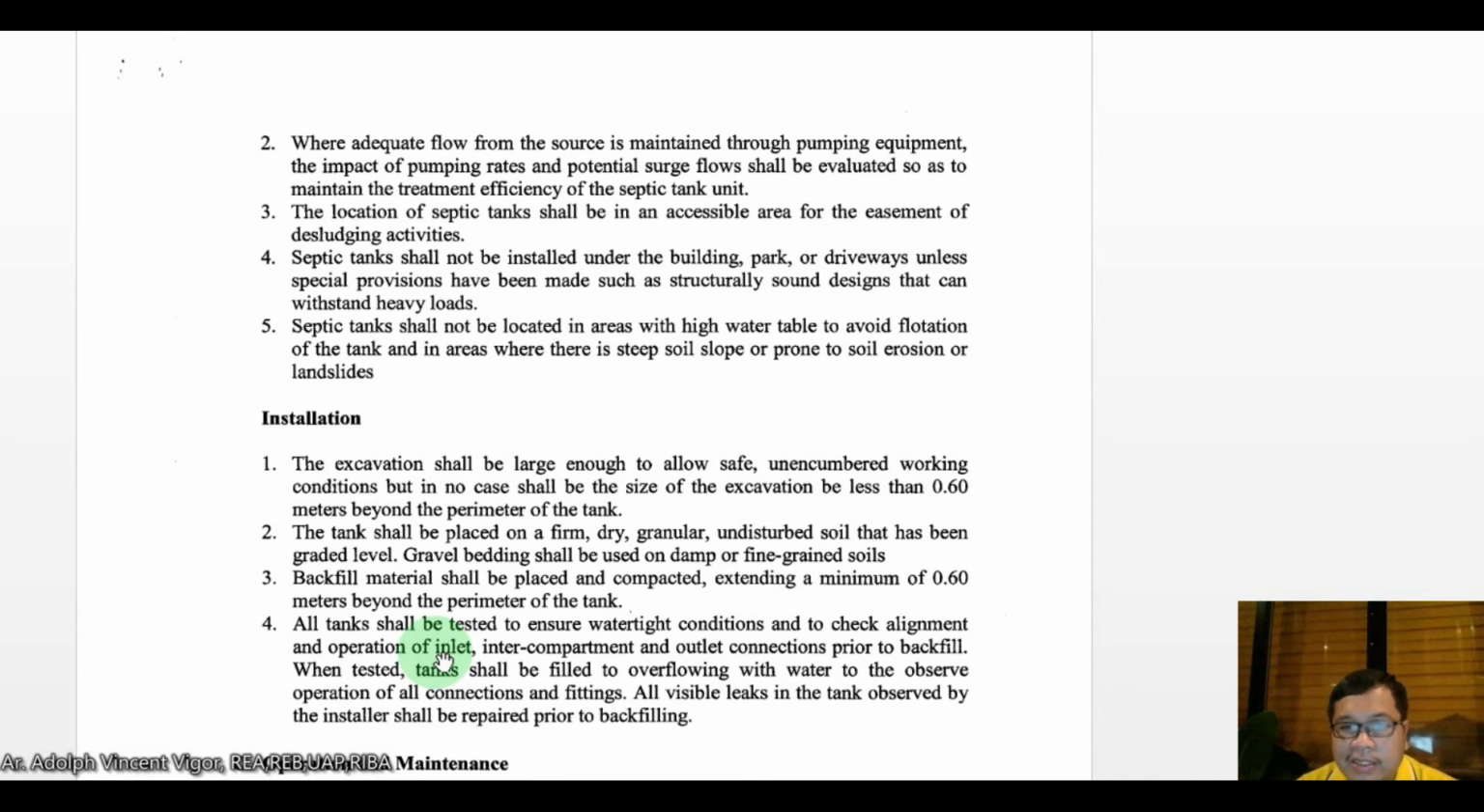All tanks shall be tested to ensure watertight conditions and to check alignment and operation of inlet, intercompartment, and outlet connections prior to backfill. So when tested, tanks shall be filled to overflow with water to observe operation of all connections and fittings. So all visible leaks in the tank observed by the installer shall be repaired prior to backfilling. Okay, so I think we're done with this one.